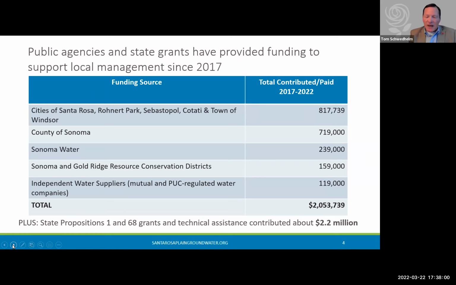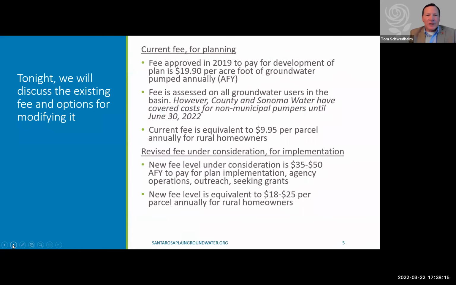This funding has paid for a groundwater sustainability plan and allowed us to operate the new groundwater agency and to hold more than 50 board and advisory committee meetings and several workshops and community meetings, all of which have been open to the public. Next slide, please. Tonight, we'll discuss the existing fee and options for modifying it. We know that's why most of you are here, and we don't want to keep you in suspense. So I'll share the information where we are.